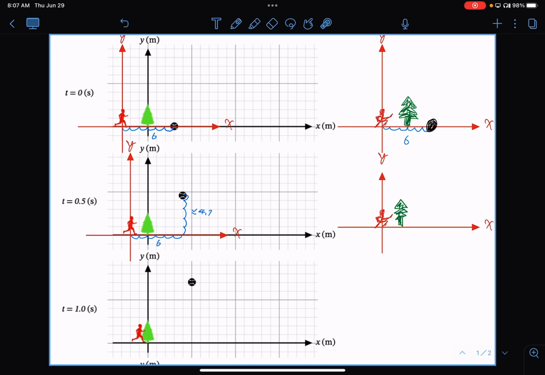So in the boy's frame, the ball is 6 to the right and 4.7 to the top. So in the boy's frame, the ball flies up. I know this is 6 and this is 6, so I should make them coincide horizontally. And I'm done with t equals 0.5.